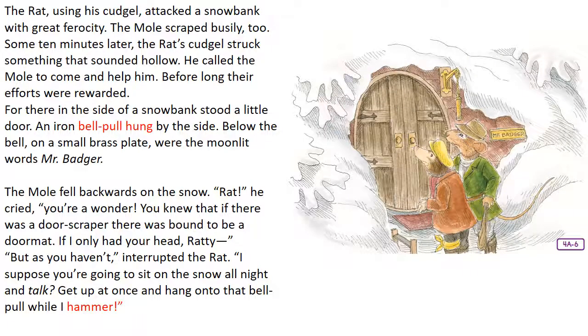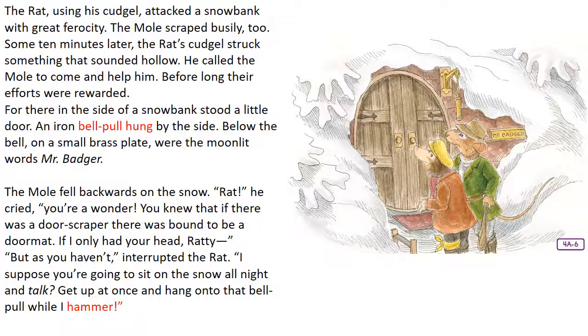The rat, using his cudgel, attacked a snowbank with great ferocity. The mole scraped busily, too. Some 10 minutes later, the rat's cudgel struck something that sounded hollow. He called the mole to come help. Before long, their efforts were rewarded. For there, on the side of the snowbank, stood a little door. An iron bell pole hung by the side. Below the bell on the small brass plate were the moonlit words, Mr. Badger.